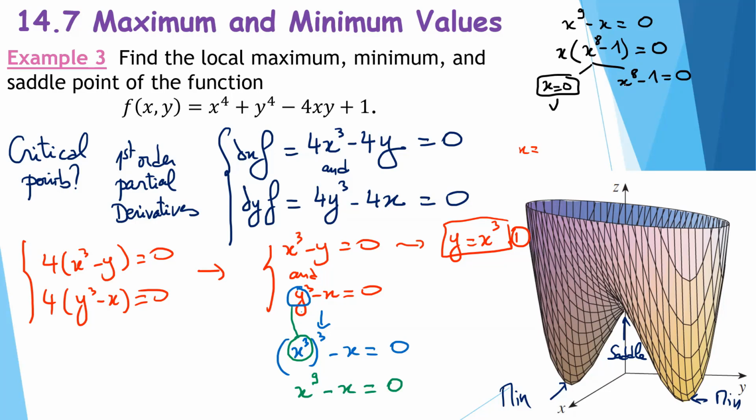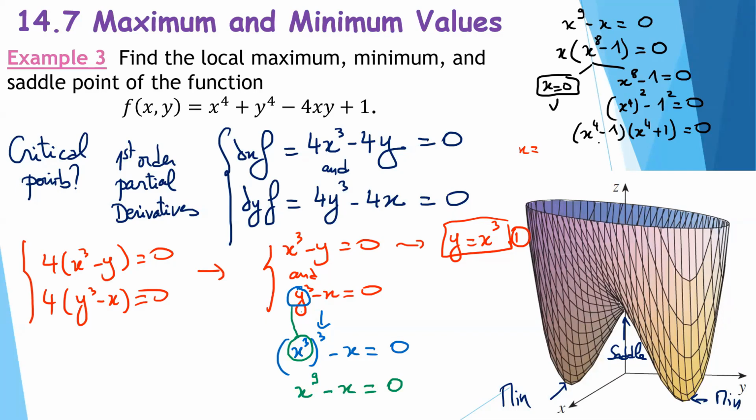Degree 8, we don't know how to solve it directly, we have to do factoring. Can I factor x^8 minus 1 equals 0? We can write it as (x^4) squared minus 1 squared equals 0. So this is a difference of squares. Who remembers how I can factor a difference of squares? It gives x^4 minus 1 times x^4 plus 1.